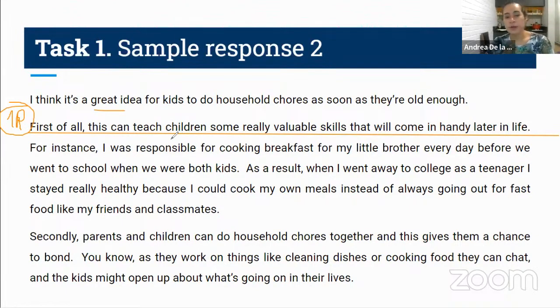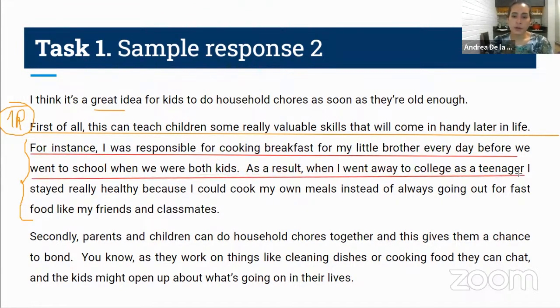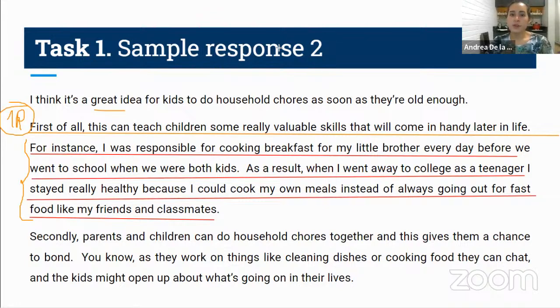Why? Because it would be a little bit redundant to explain it, given that he is going to use an example to explain it more. So in the second part, when he says, for instance, I was responsible for cooking breakfast for my little brother, all of that is an example. For instance means for example. So instead of explaining his reason, which is the mistake that most students make, he is using an example to explain his reason, right? That is the best way that you can explain your reason. Use an example.